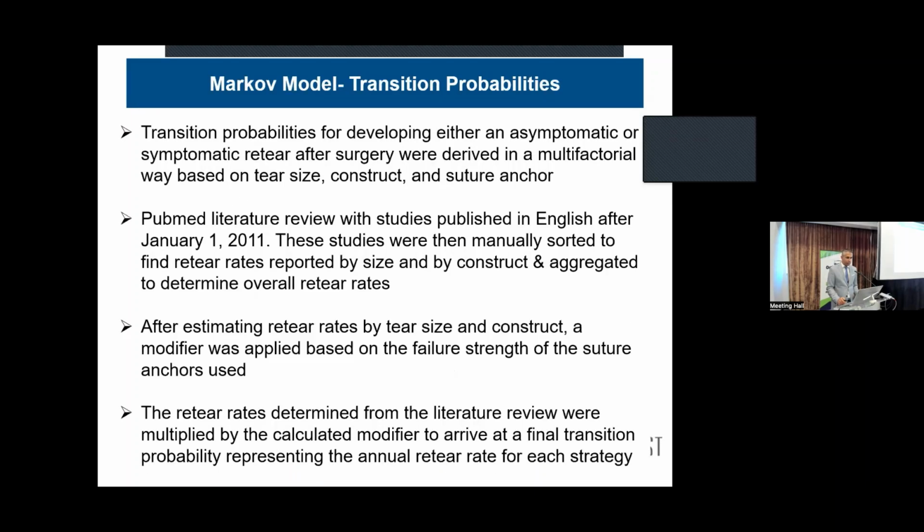The transition probabilities were entered for developing either asymptomatic or symptomatic re-tear after surgery, derived in a multifactorial manner based on tear size, construct, and suture anchor. A published study review was done of English-language studies published in PubMed after 2011. These studies were mainly sorted to determine final re-tear rates reported by size and construct, and aggregated to determine overall re-tear rates based on anchor and pull-out strength. These re-tear rates were determined from the literature review and multiplied by a calculated modifier to arrive at the final transition probability, as the re-tear rates described were based on size and construct, and the pull-out strength was determined based on each anchor individually and combined to determine this multifactorial modifier.